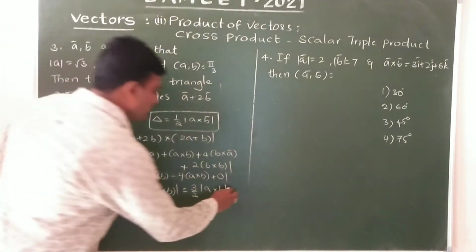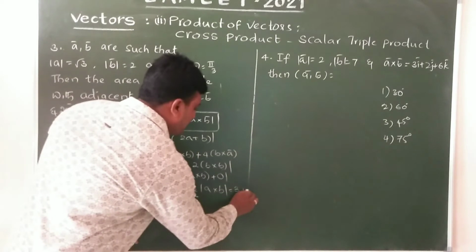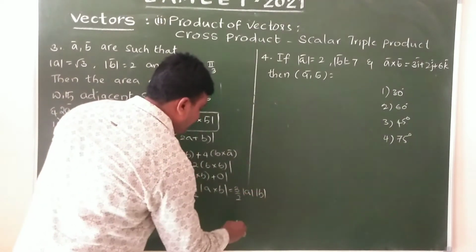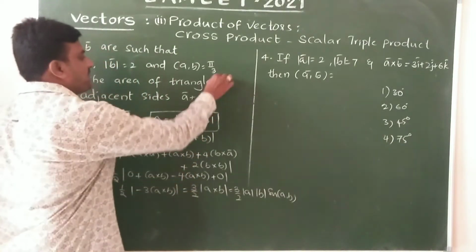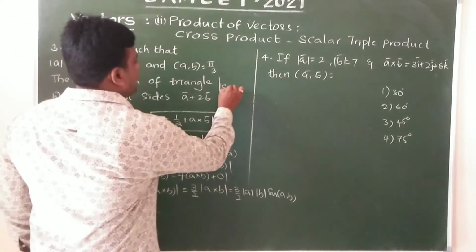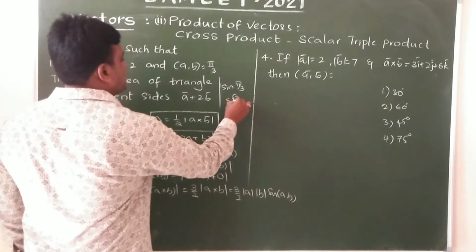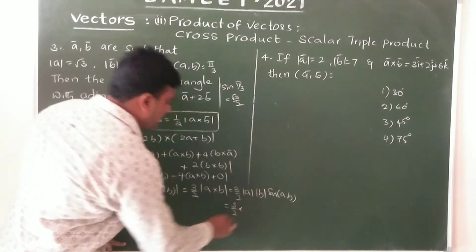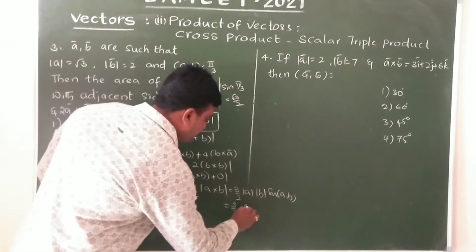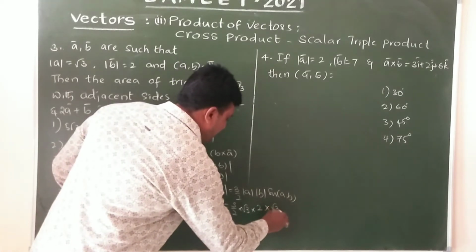Now let us go with the formula 3/2. A × B is nothing but |A||B| sin(A,B). Then what about sin(A,B)? Sin(A,B) is nothing but sin π/3. It should be √3/2. Substitute here 3/2, |A| is √3, |B| is 2, and sin is √3/2.